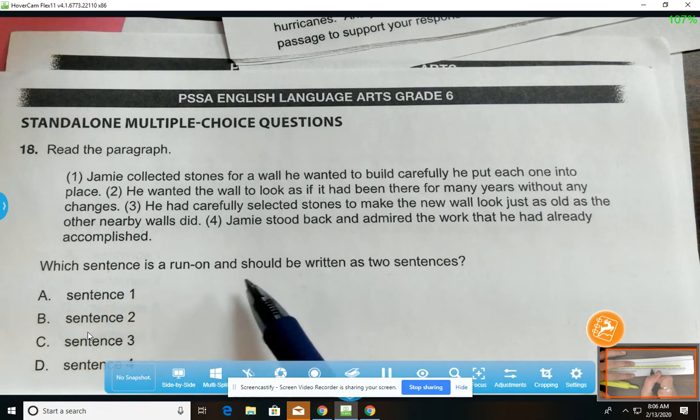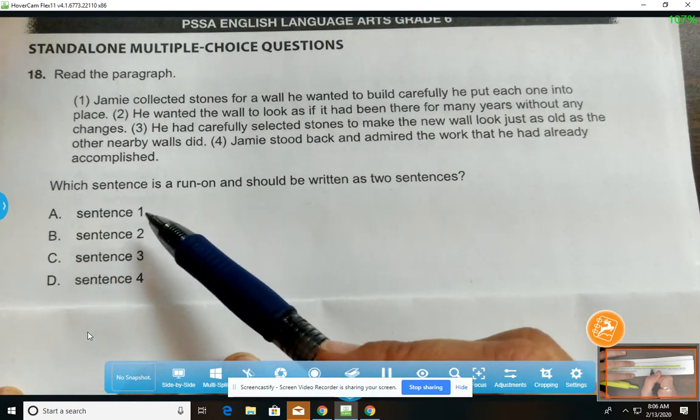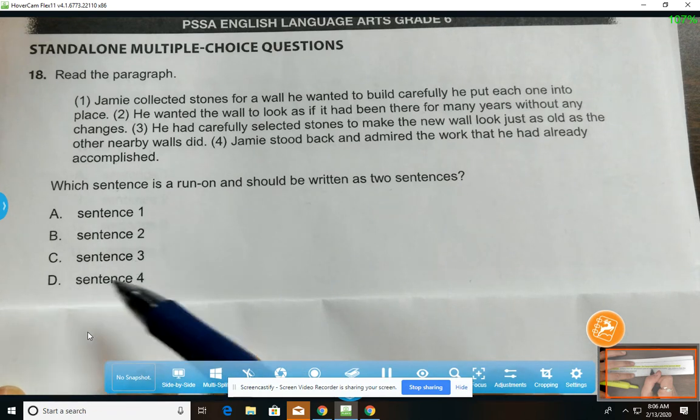Which sentence is a run-on and should be written as 2 sentences? Is it A, sentence 1, B, sentence 2, C, sentence 3, or D, sentence 4?